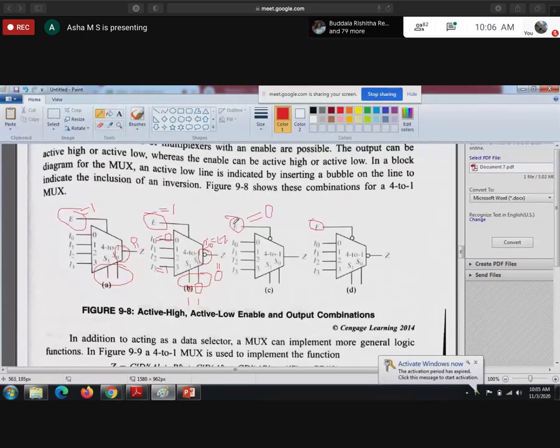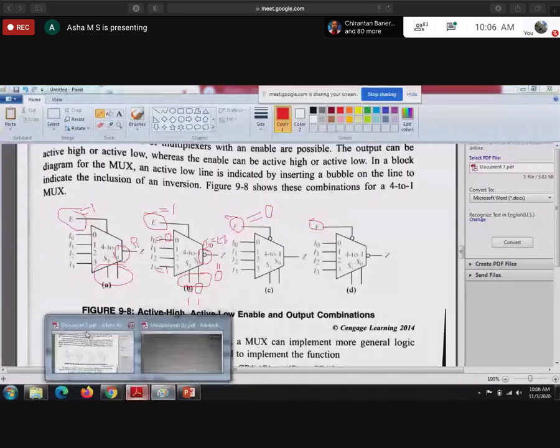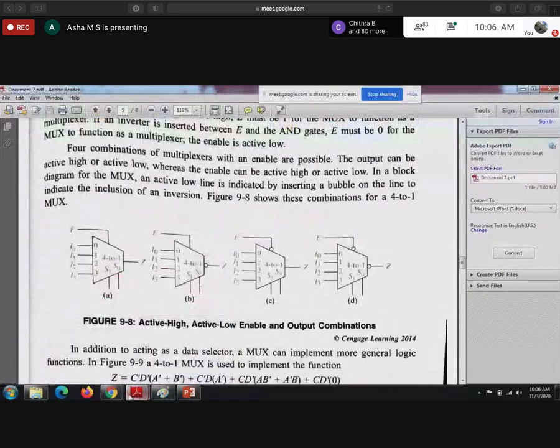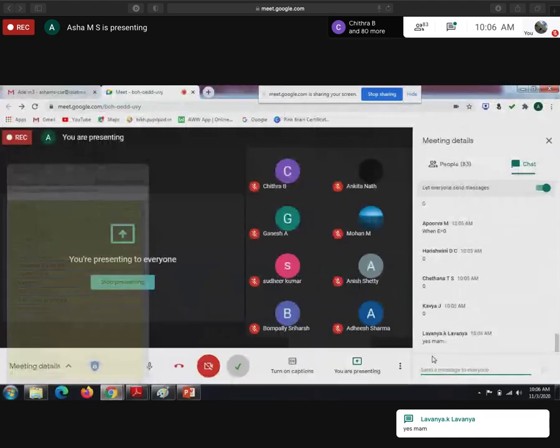Thus in figure C, E is inverted. That's the reason when E equal to low, low is nothing but 0, when E equal to 0, the multiplexer will work. Correct, right? That's the reason we call it an active low enable. When enable input is 0, the multiplexer will be active. So we call it an active low enable multiplexer. Figure C is clear. Any doubts in C?